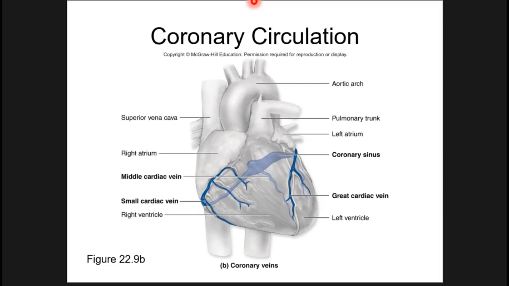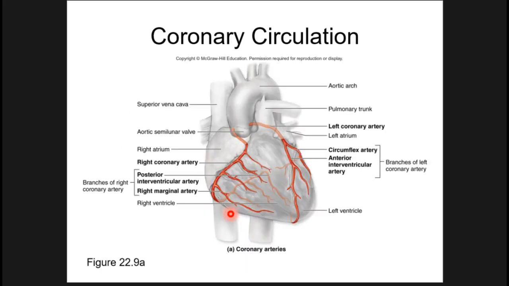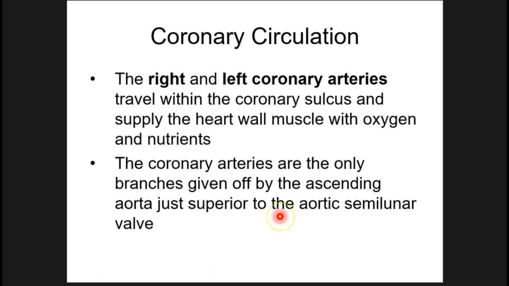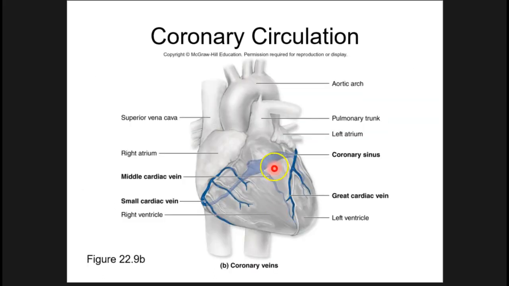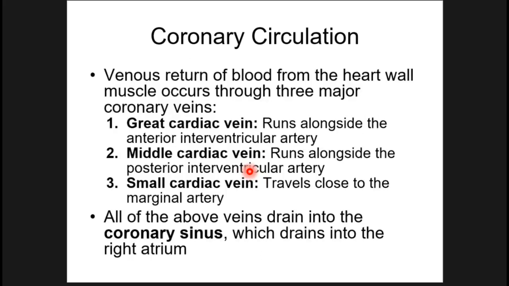Okay, so that was coronary circulation. That great cardiac vein is going to run in parallel with the anterior interventricular artery. That small cardiac vein runs in parallel with that right marginal artery. And that middle cardiac vein ran in parallel with the posterior interventricular artery. And of course, the added feature of the coronary sinus for the venous circulation.